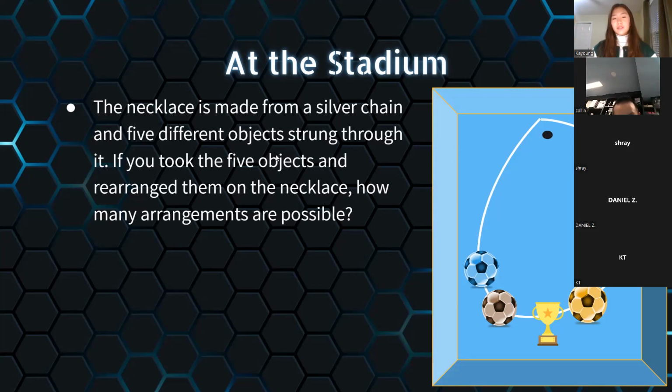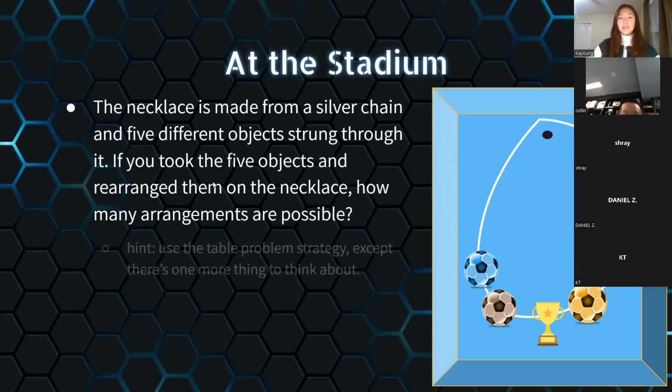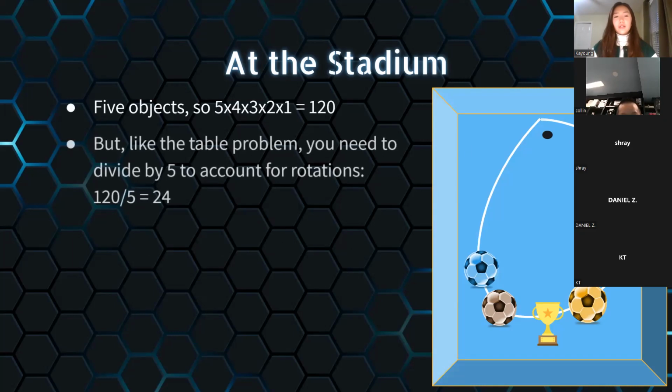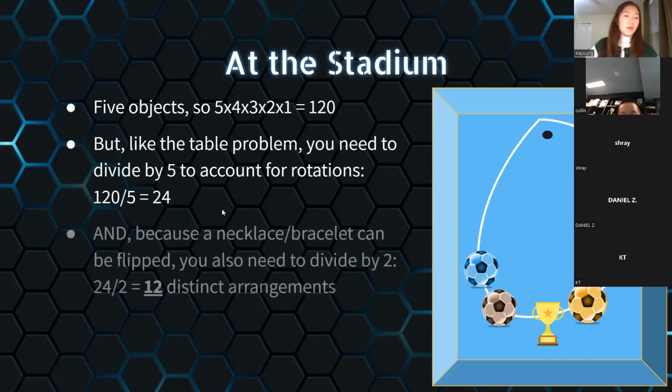So this is tricky because remember the table, we had to account for rotations. The bracelet, you need to do another step on top of the rotations. So 10? Probably not, not quite, I don't think. You're kind of close though. So there's 120 because 5 times 4 times 3 times 2 times 1 at first. But then like the table, you need to divide by 5. So you guys did that and got 24.